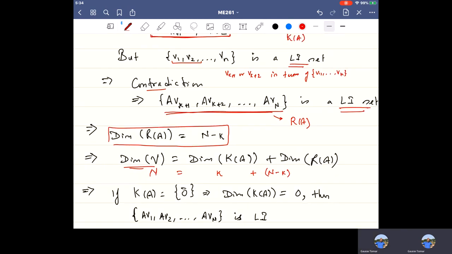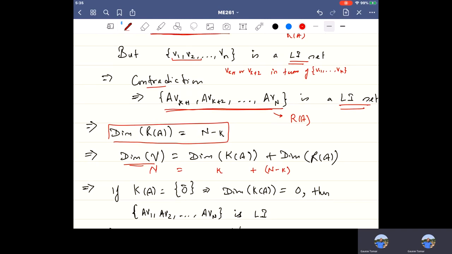Now, if it turns out that only the zero vector is getting mapped from V to U, from the zero of V to the zero of U, in that case, so I'll rephrase myself. If you have only one vector which is getting mapped to zero of U, in that case the kernel space would have only one vector, zero, and the dimension of the kernel space will be zero.